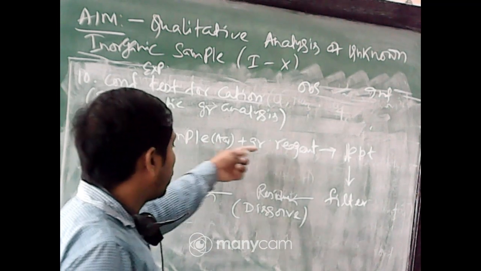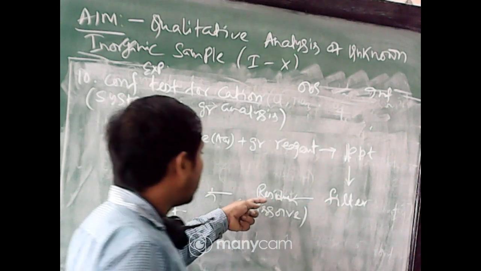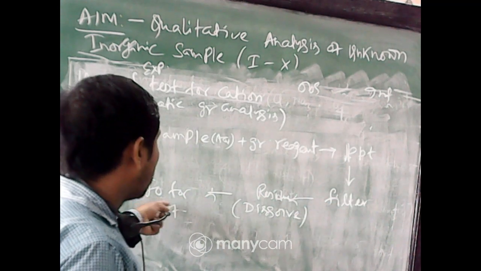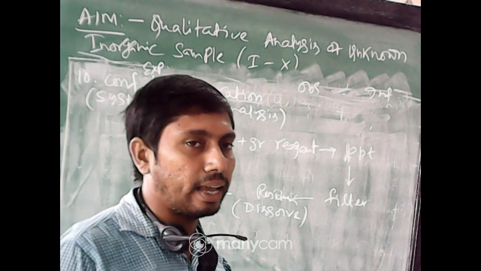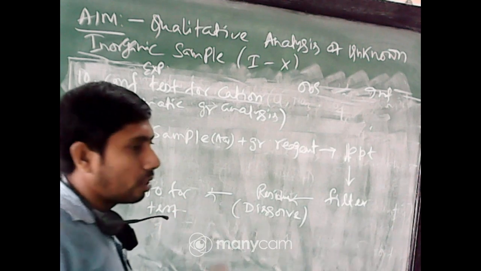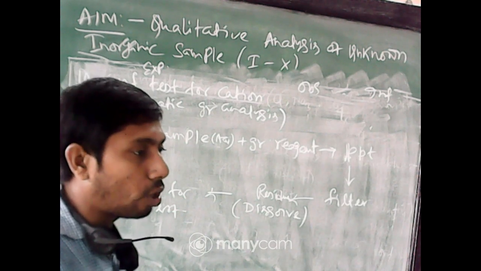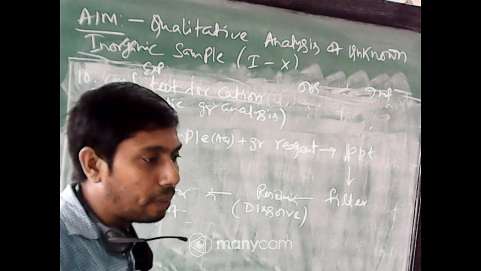When you add group reagent to the sample, it will give you the PPT. Filter it, then take the residue and dissolve it in a particular solvent. It might be dilute HCl, concentrated HCl, NH3, etc. Dissolve it, then go for that test. But we will not follow it. We will go for the direct one. It will be easier for us.